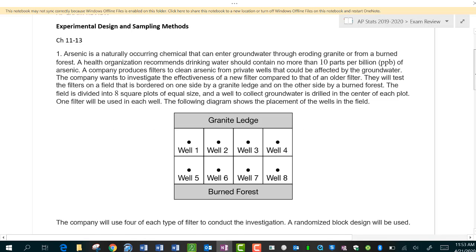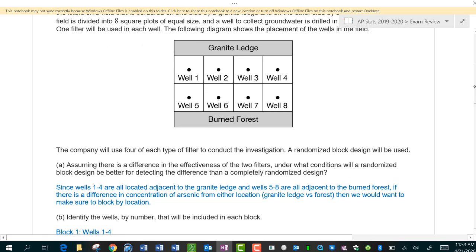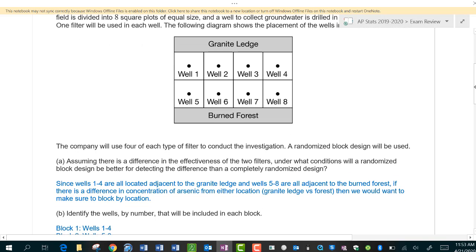The first question asks why is it better to use a randomized block design than a completely randomized design? I said that since wells 1 through 4 are all located adjacent to the granite ledge and wells 5 through 8 are located adjacent to the burned forest, if there's a difference in concentration of arsenic from either location, being the granite ledge or the burned forest, then we would want to make sure to block by location. So you want to really mention 2 things.